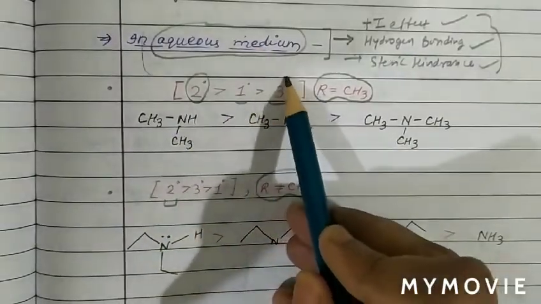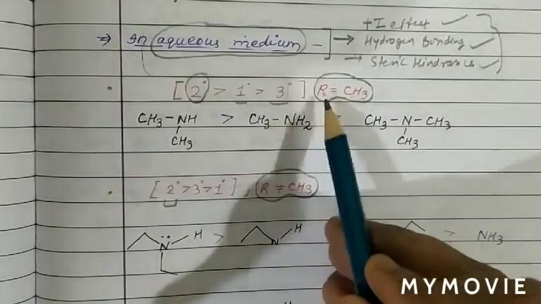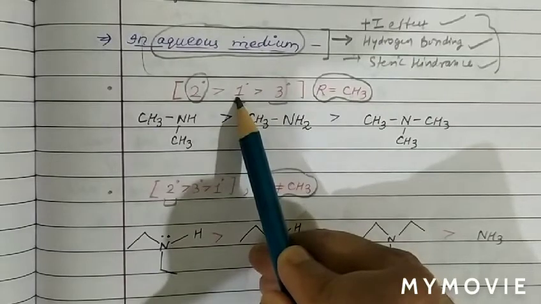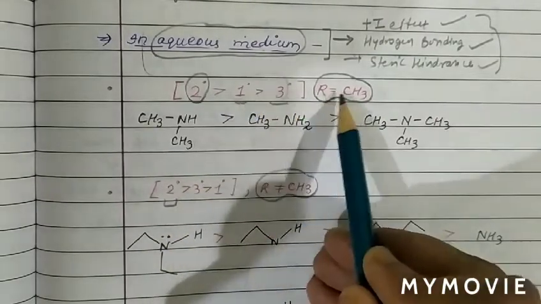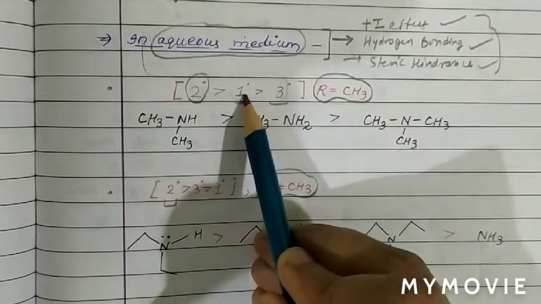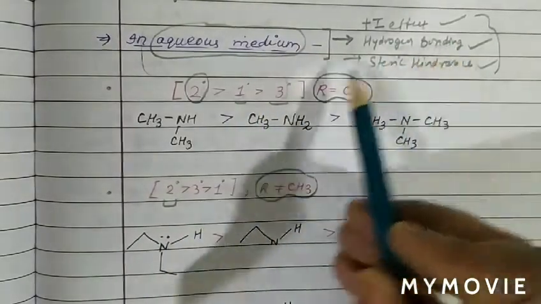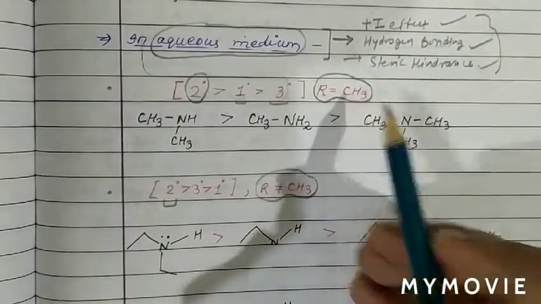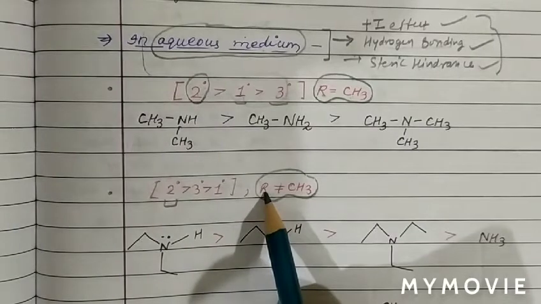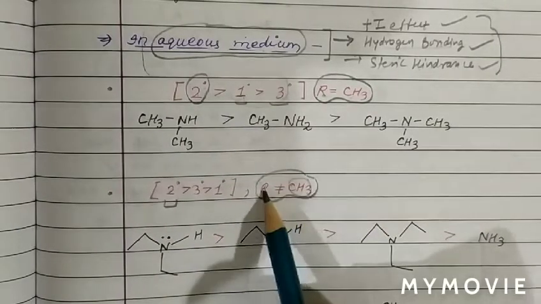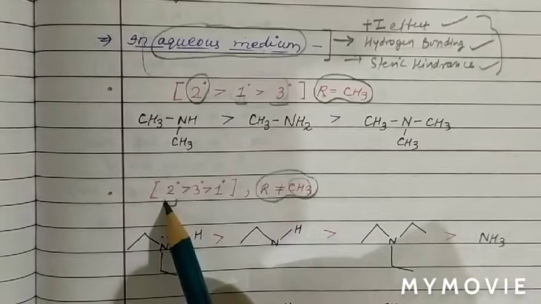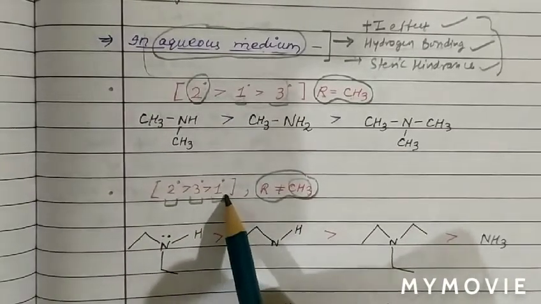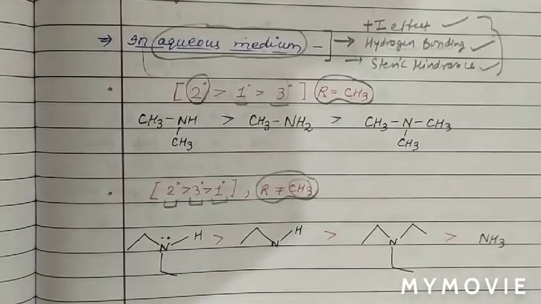So now we have to compare only 2, 1 and 3 degree. When the alkyl group R is methyl, then 1 degree basic strength is more than 3 degree. Why? Because when R is CH3, the dominating factor is hydrogen bonding, as in 1 degree hydrogen bonding is more. So 2, 1, 3 when R is CH3 group. But when R is any group except CH3, 2 degree is most basic in aqueous medium, then 3 degree, then 1 degree. So this is the basic strength in aqueous medium.